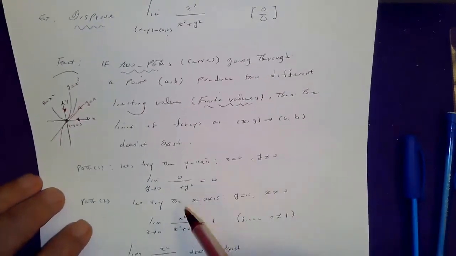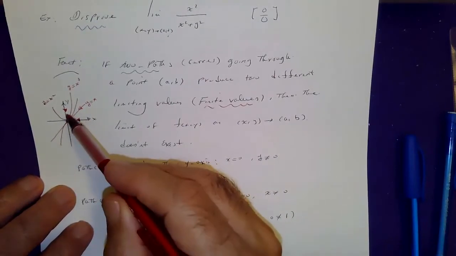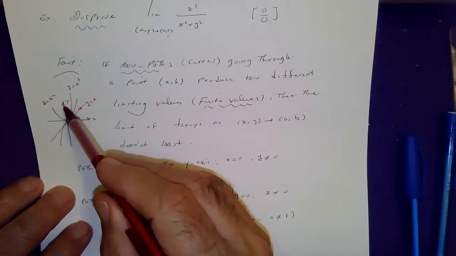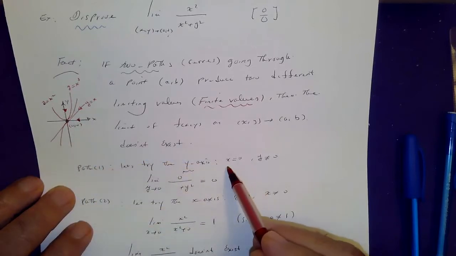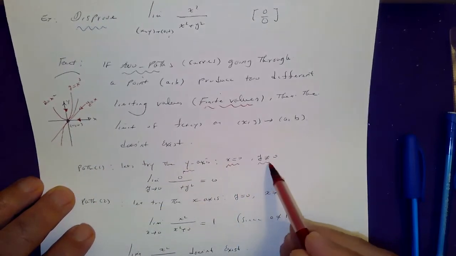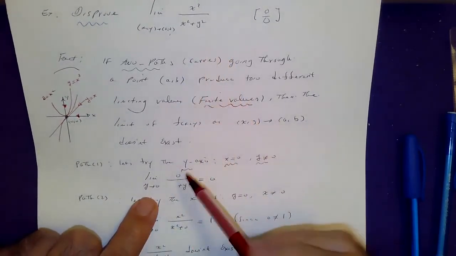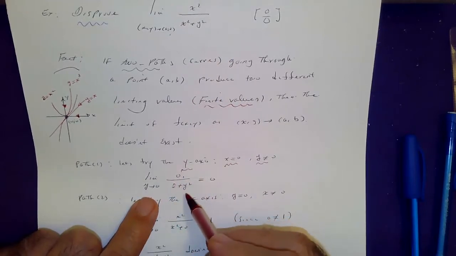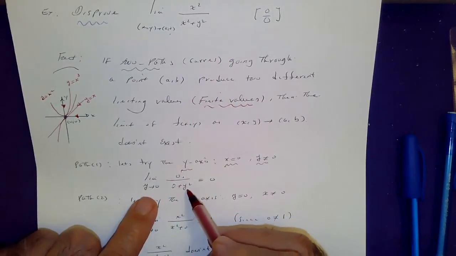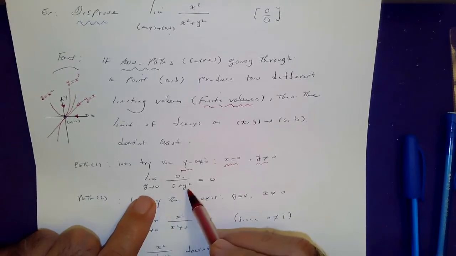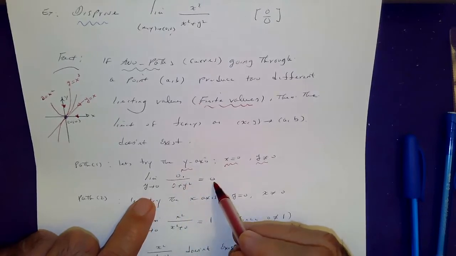So anyways, let's try the y-axis. Let's try to get close to 0, 0 via the y-axis. So on the y-axis, x is 0, but y is not 0, correct? So you take the limit, replace the x's with 0, correct? But the y's stay. But remember, y is not 0. It's a small number, right? It gets close to 0. 0 divided by a small number is still 0.